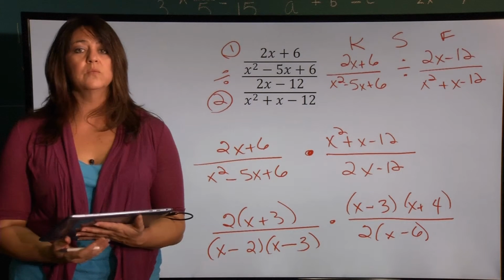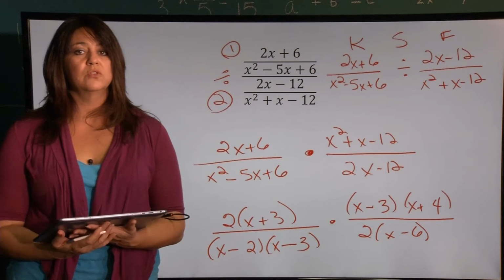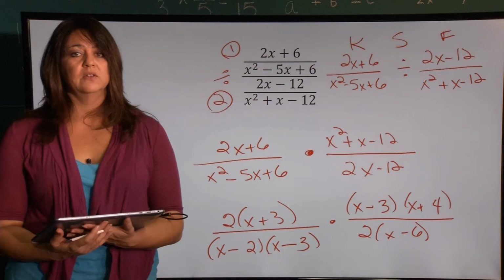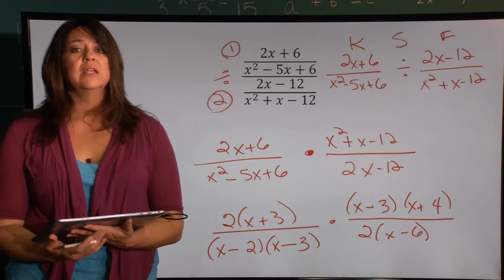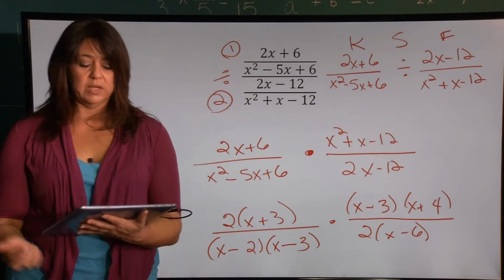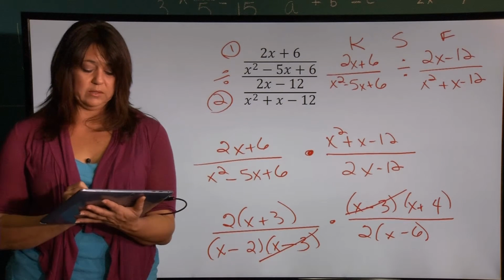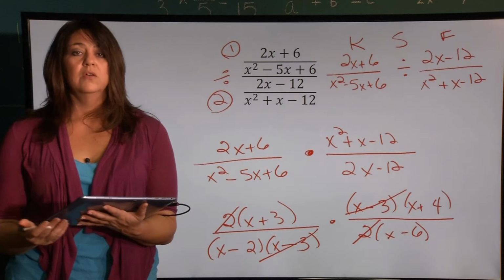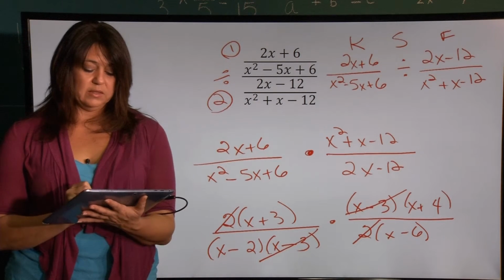As you can see, the more comfortable you are with factoring, the easier it will be for you to solve these problems. If you have time to review factoring, it will make your work with complex fractions easier. Now that everything is factored, we can see what matches and cancel it out. X minus 3 and x minus 3 will cancel, and these 2's will cancel. For our final answer, we're just going to keep everything that's left.